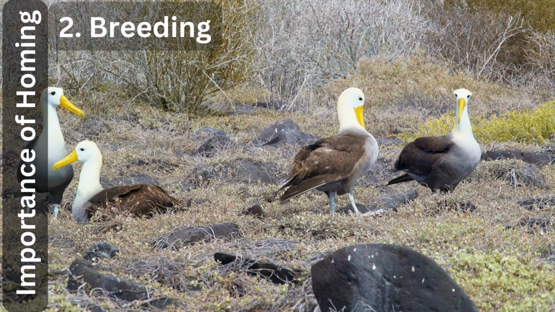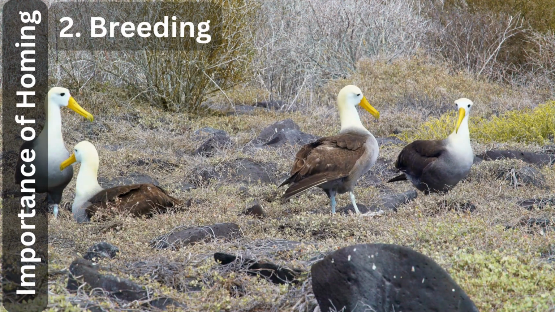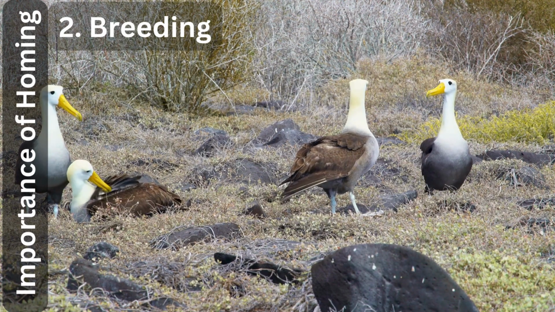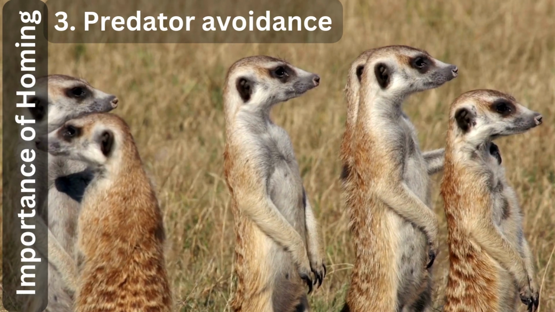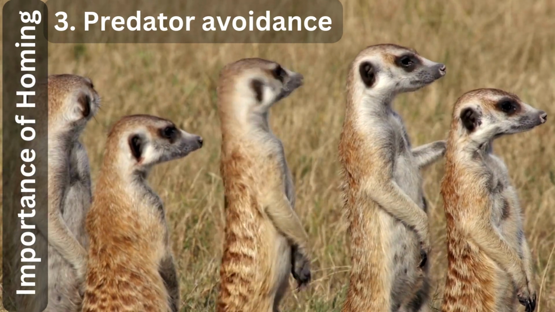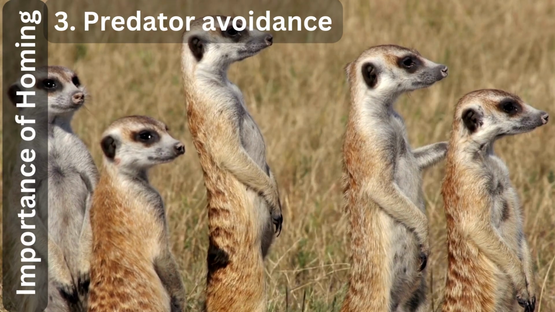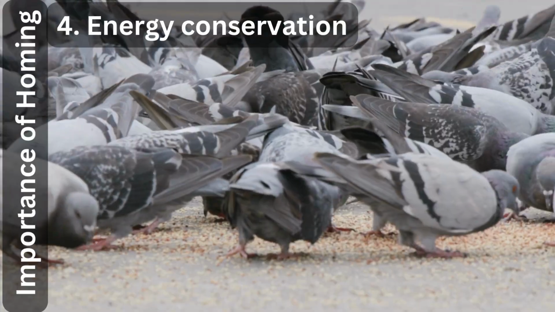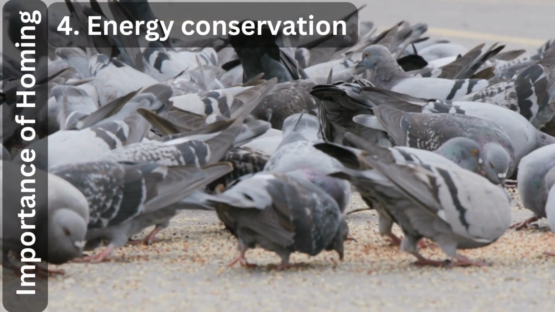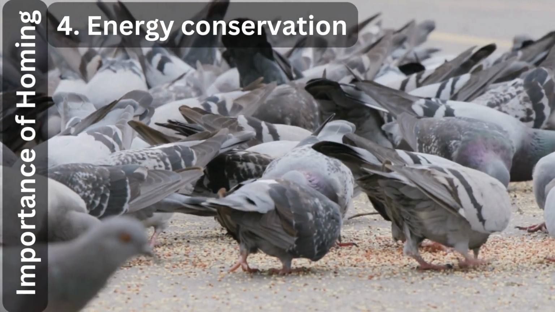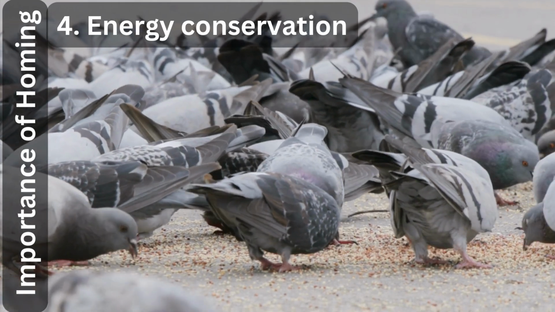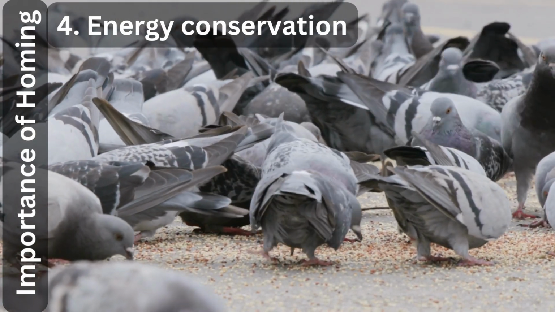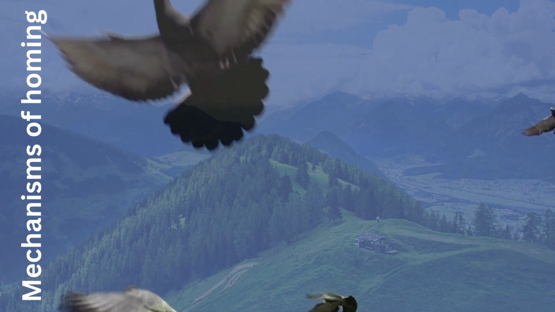2. Breeding. Many species rely on homing to return to specific breeding grounds. 3. Predator avoidance. Familiarity with an area can help animals better avoid predators. 4. Energy conservation. By returning to known locations, animals can minimize energy expenditure in searching for suitable habitats. How do animals do this?